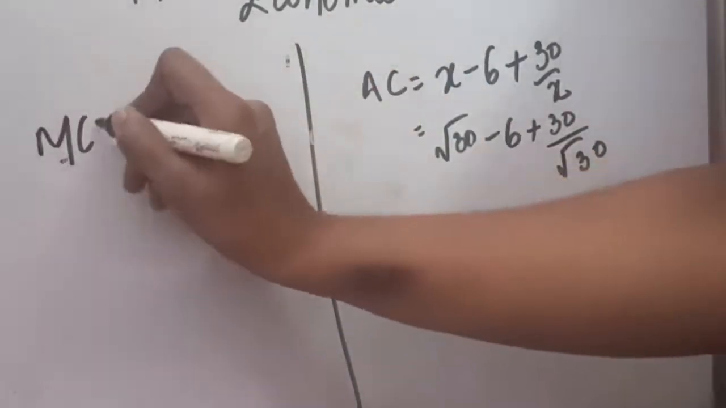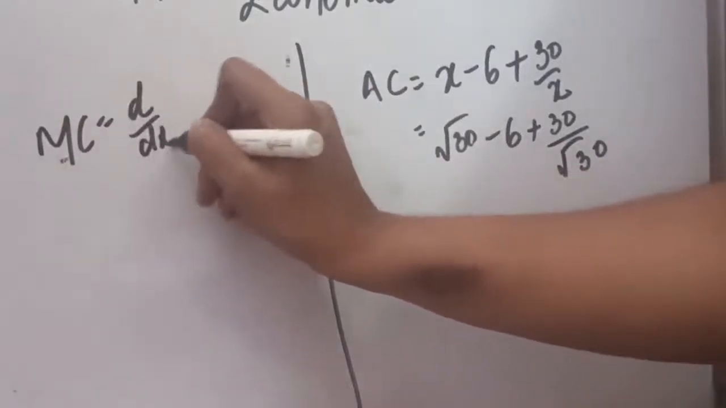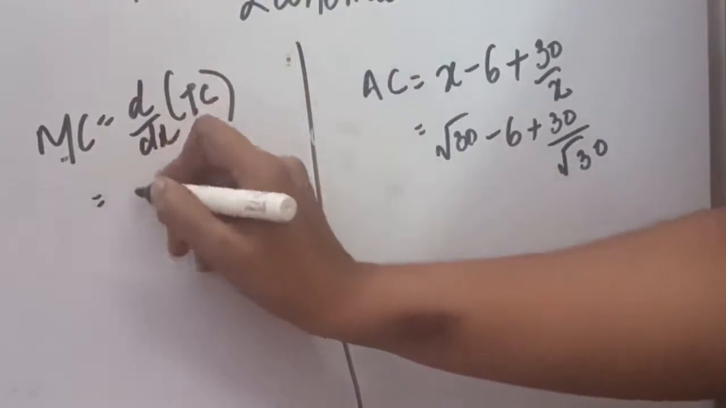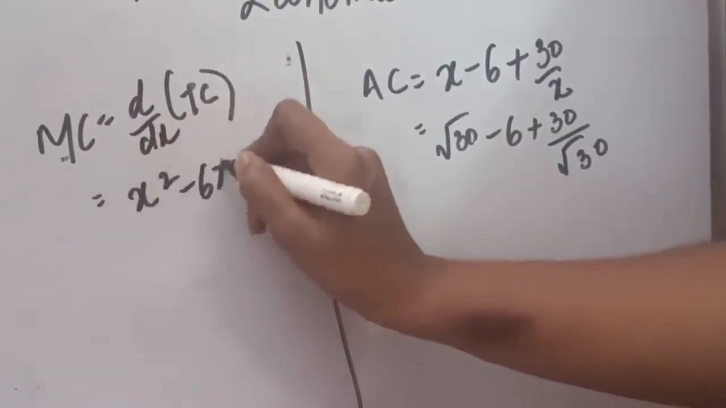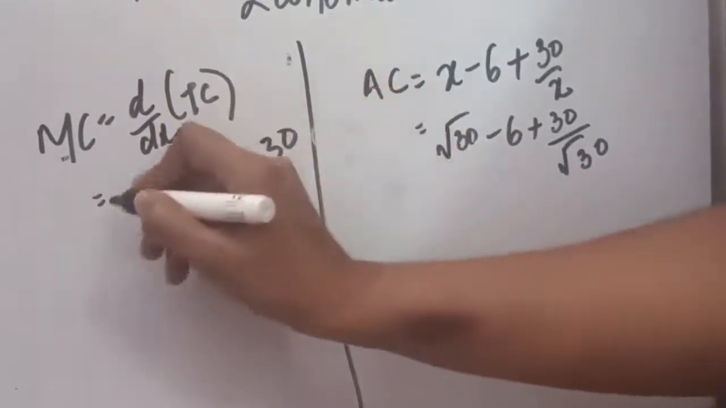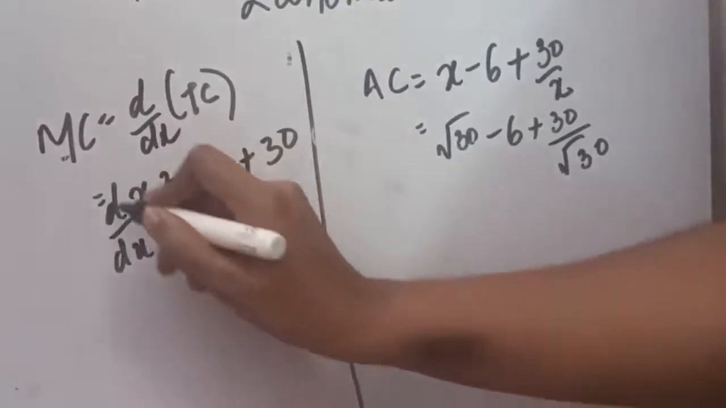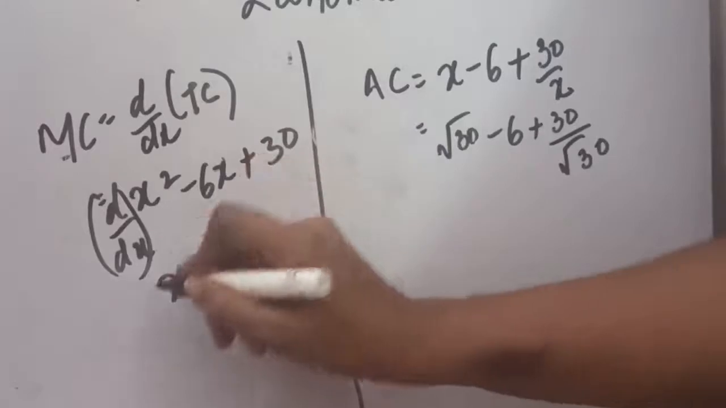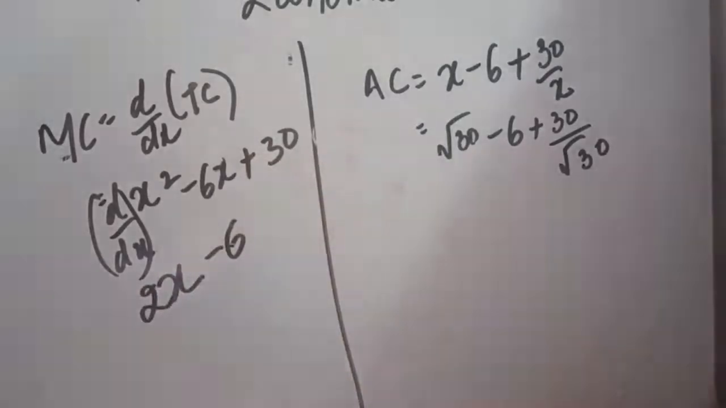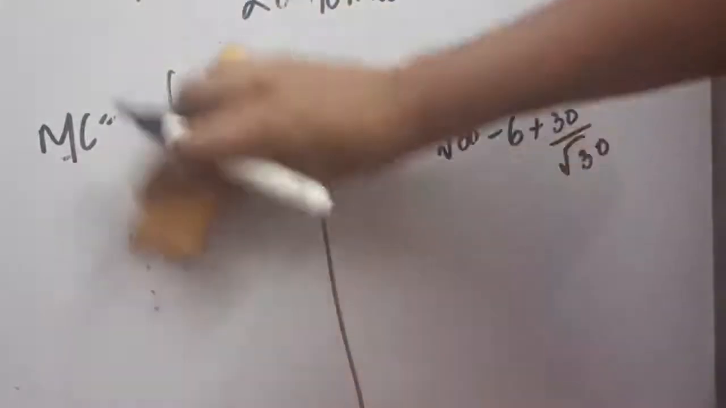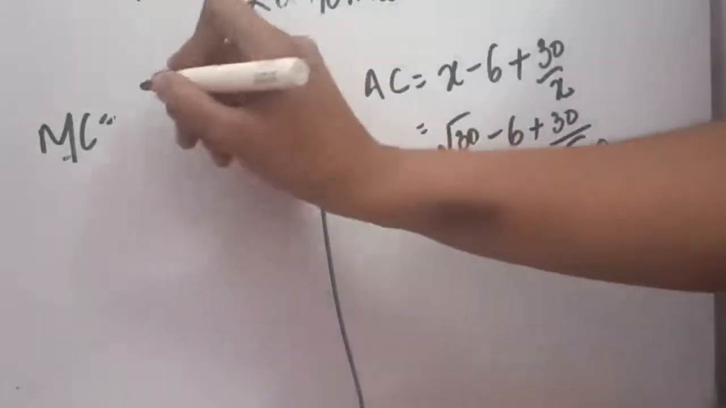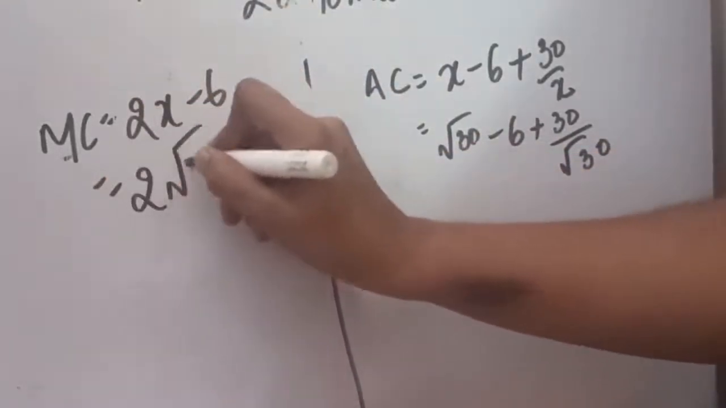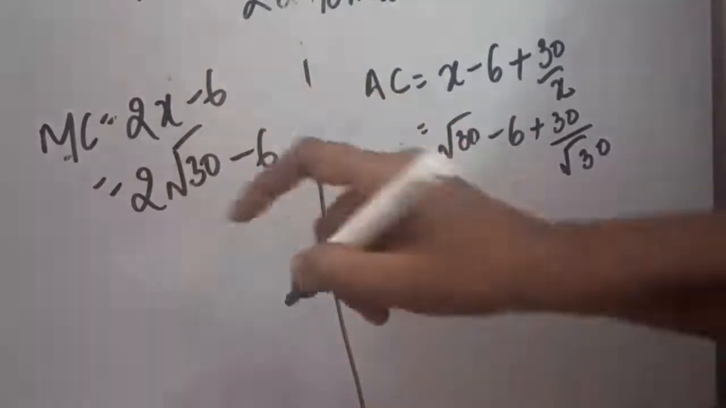MC we have done, it is the derivative of total cost. So our total cost given in the question was x square minus 6x plus 30. So if we take its derivative, it comes out to be 2x minus 6. So our MC is 2x minus 6. So if 2x minus 6 and our x we have calculated was root 30 minus 6. So this is our answer.